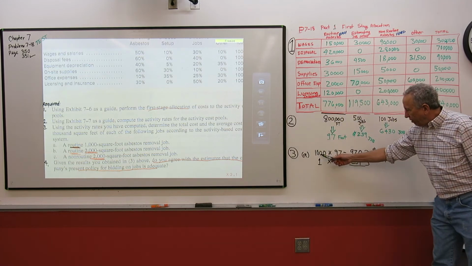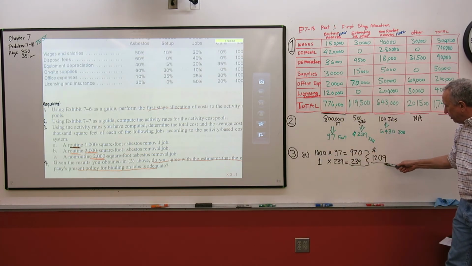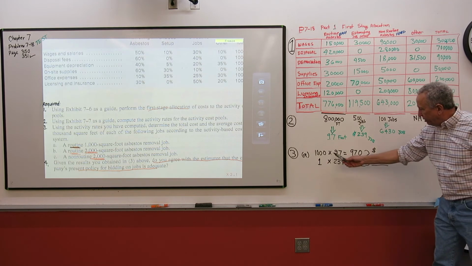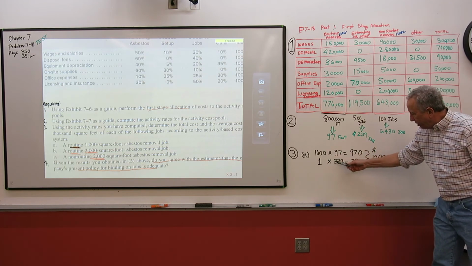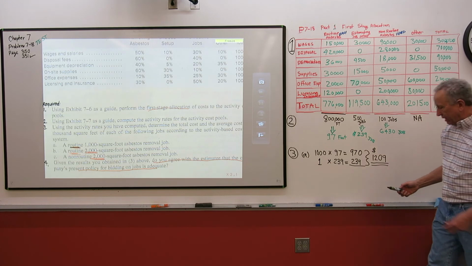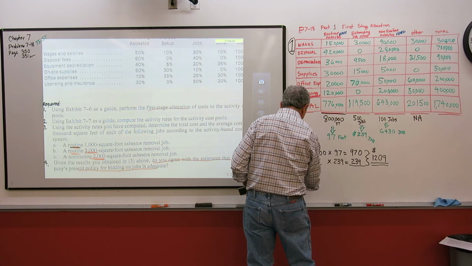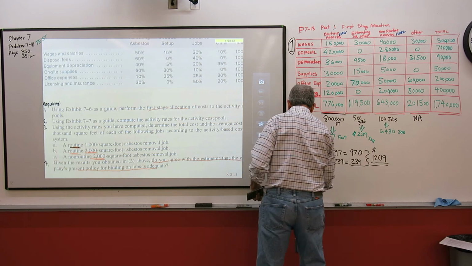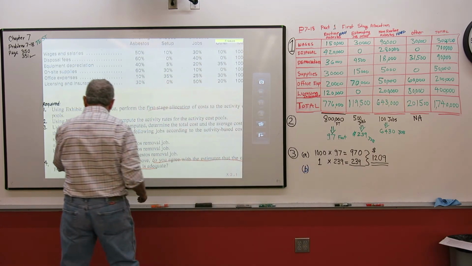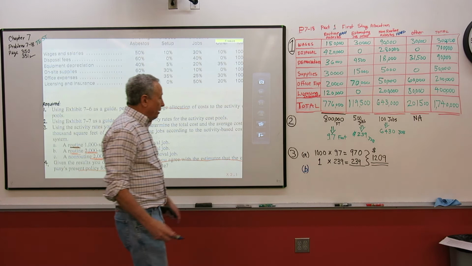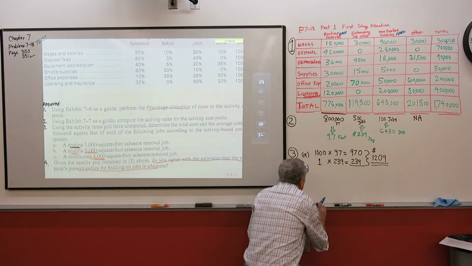So a 1,000 square foot job costs, I just added these together, this is again your square footage, this is to bid it, $1,209. What do they ask us to do here in B? B says a routine 2,000 square foot job. All right, let's do this, a routine one.